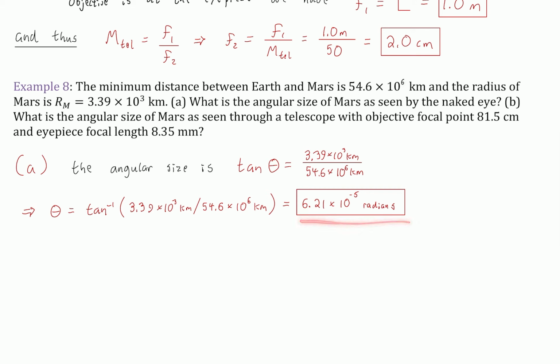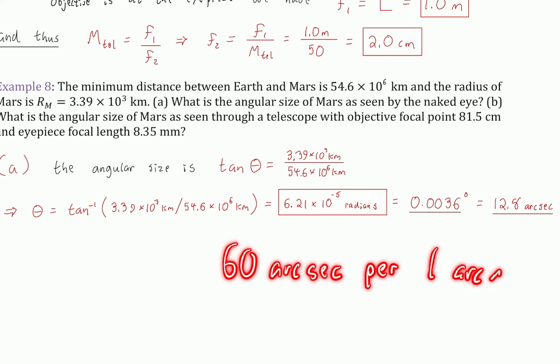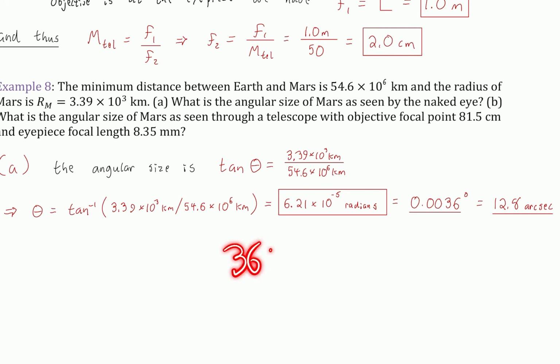And I get 6.21 times 10 to the negative 5 radians, which is equivalent to basically 4 thousandths of a degree, or 12.8 arc seconds. That's because there are 60 arc minutes per 1 degree, and then 60 arc seconds per 1 arc minute, which means that there are 3,600 arc seconds per 1 degree, which is where I get this conversion from. Great, there we have our angular size of Mars with the naked eye.